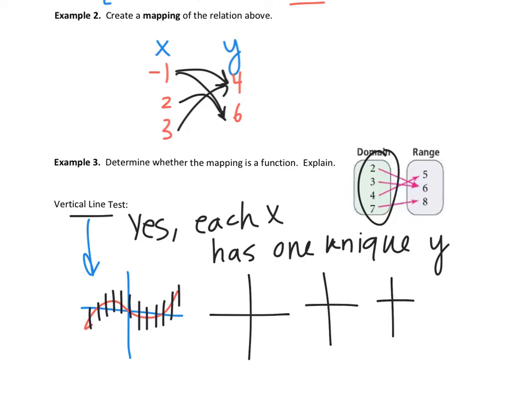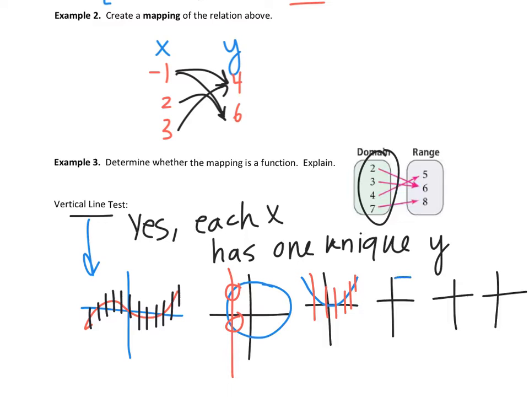If these are my coordinate planes, this would not be a function because I could draw a vertical line and it would cross twice. This would be a function because I could draw vertical lines and it would only cross once. This would not be a function. No, because if I draw vertical lines, it crosses twice. This would not be a function because if I drew a vertical line, it would cross 3 times right there. But this would be a function because if I drew vertical lines, it wouldn't cross twice.